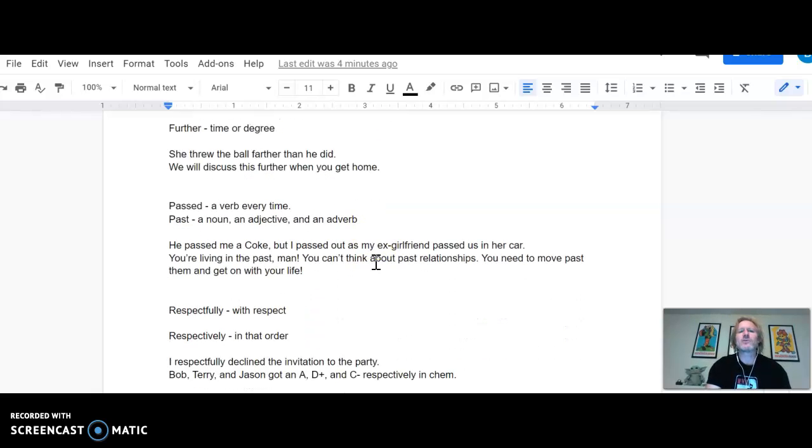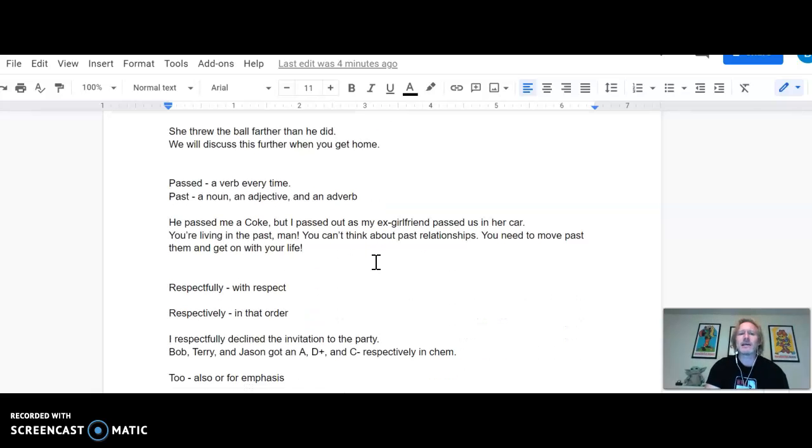Passed and past, we've got two different words here that sound exactly the same but mean completely different things. The one that ends in ed, that's going to be a verb every single time. So no matter how you use it as a verb, it's passed, and my sentence illustrates that. He passed me a Coke, but I passed out as my ex-girlfriend passed us in her car. All three of those are verbs, and that's how you use the word passed with an ed.